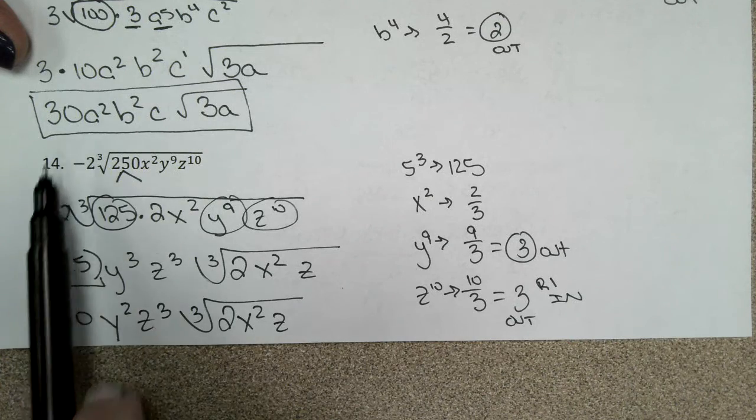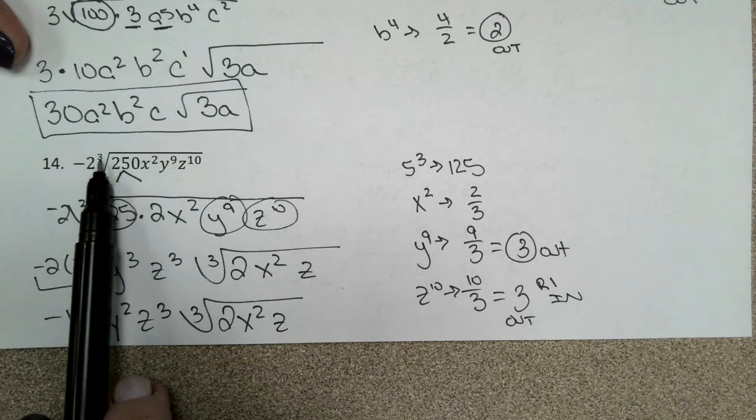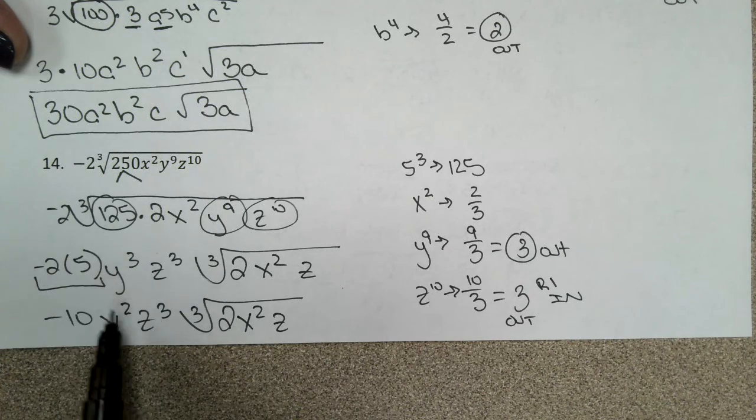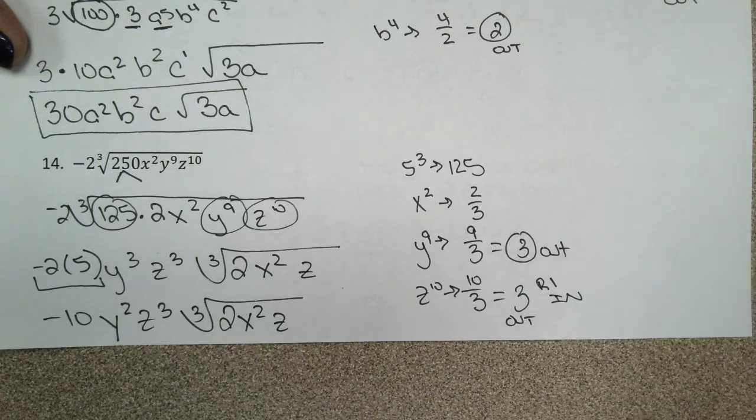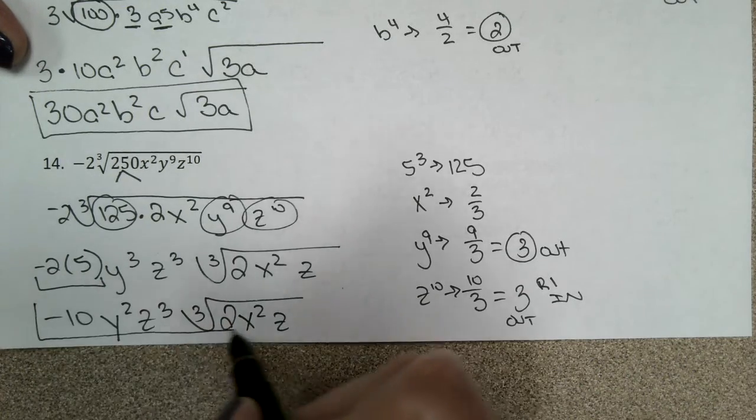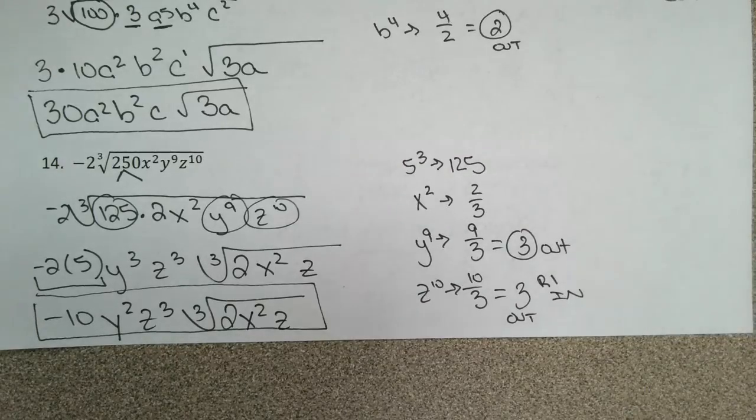So anytime that you have an index other than 2, you do need to make sure you write it down. And that is how you simplify radicals.